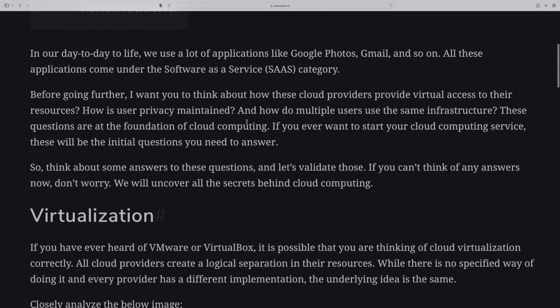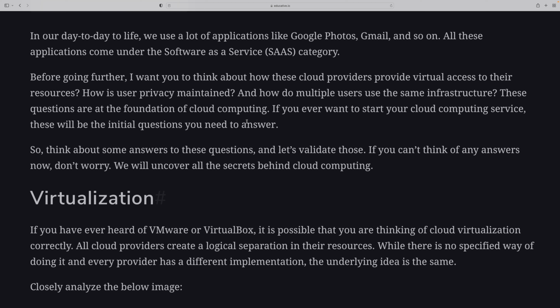Before going any further, I want you to think about how these providers give virtual access to their resources, right? Every user has a different account. So how do they do different kinds of virtualization, how is user privacy maintained, how do multiple users use the same infrastructure? These questions are fundamental for cloud computing. If you ever want to start your GCP service, these will be the initial questions you need to answer, right? So think about some answers to these questions. Let's validate those.